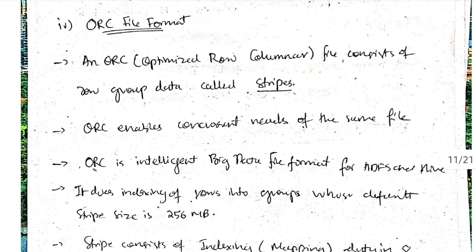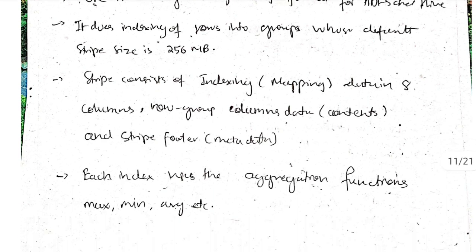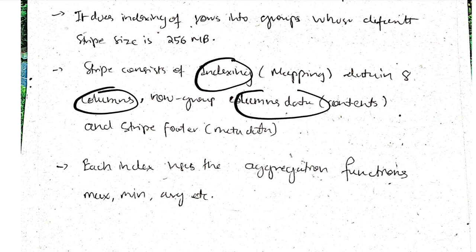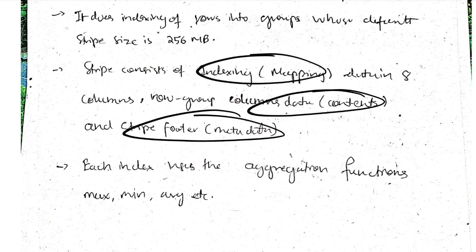If you use optimized row columnar, that is the ORC file format, it divides the row group into stripes, and each stripe is of a specific size, which is 256 MB. It handles the concurrent needs of the same file, so it stores in a different format, which is the stripes. By using the stripes, you can have three things. That's the next one you have to write: indexing and columns. Index mapping is the first point, column data content is the second point, stripe footer is the third point. These three things are in a stripe. In this way, it is stored in the memory, and each has the aggregation function as well.